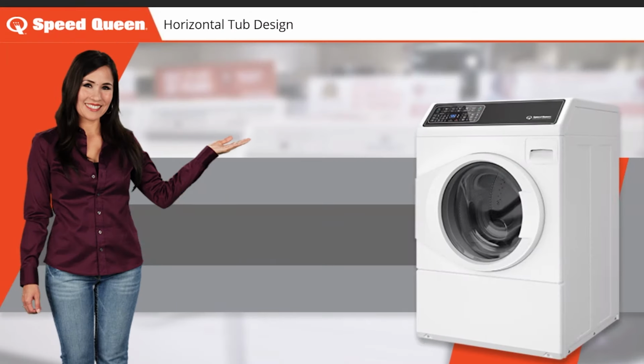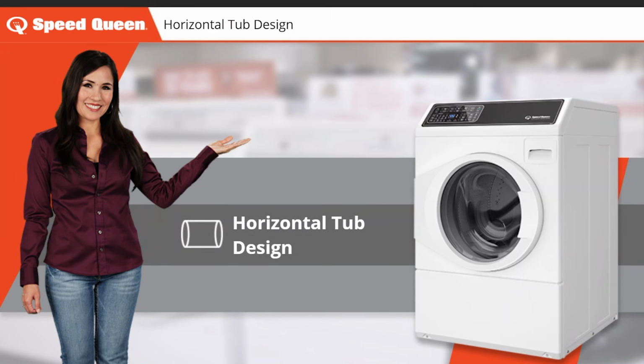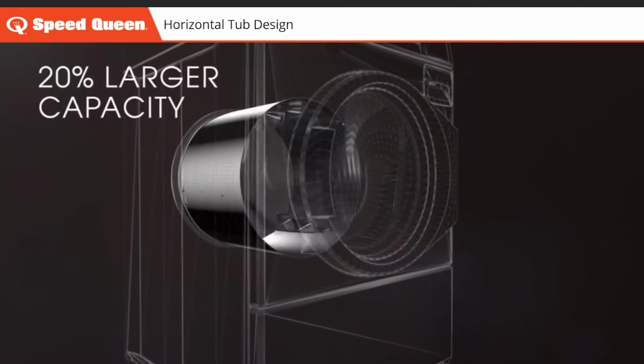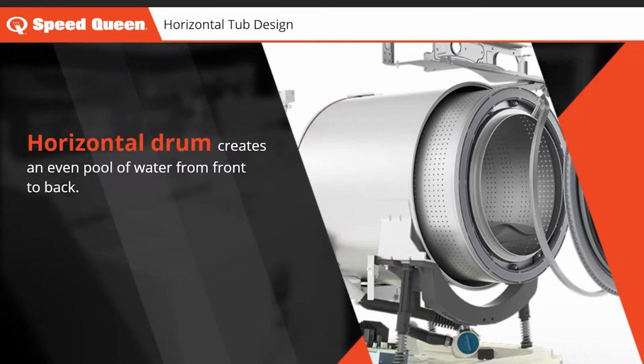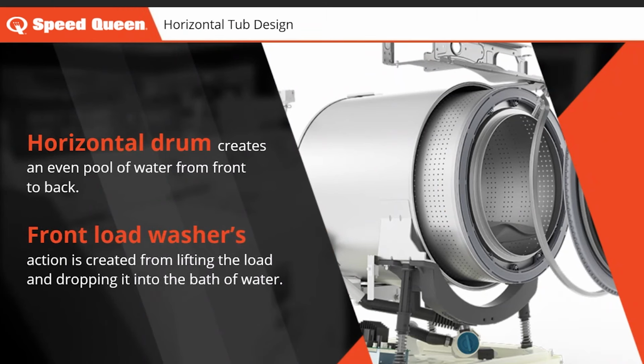Most competitor machines give inconsistent wash from the front to the back of the load. Speed Queen front-load washers, on the other hand, provide an even wash because of the tub design. Let's examine the front-load washer tub design more closely. The Speed Queen front-load washer features a 100% horizontal axis washer tub. The horizontal tub creates an even pool of water from the front to the back of the wash tub. Since a front-load washer's action is created from lifting the load and dropping it into the bath of water, it is critical that the whole water pool is consistent from front to back.